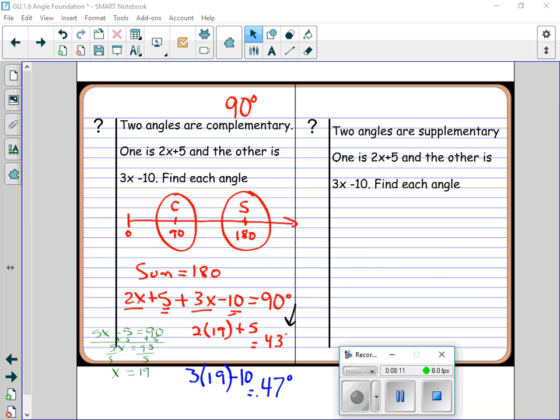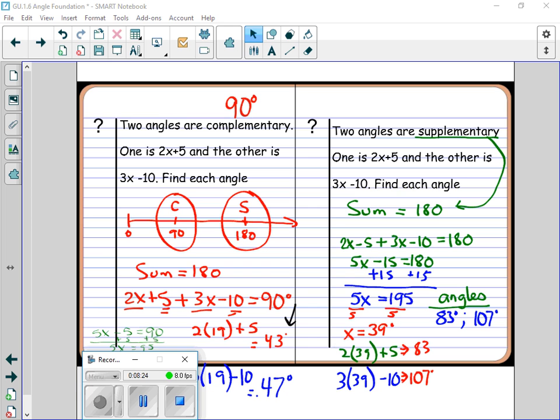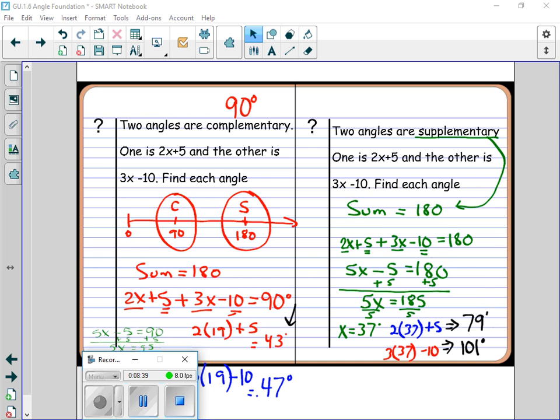All right, now it's time for you to do this one. Read it carefully. Do the same process. Of course, we're talking supplementary in this case. All right, put me on pause and come back and check your work. All right, I hope you got 83 degrees and 107 degrees, and I checked that, and they add, darn it, if that doesn't add up to 190, I don't know what does, and should have added up to 180, so I better go back and check my work again. All right, that makes more sense now, 79 and 101.